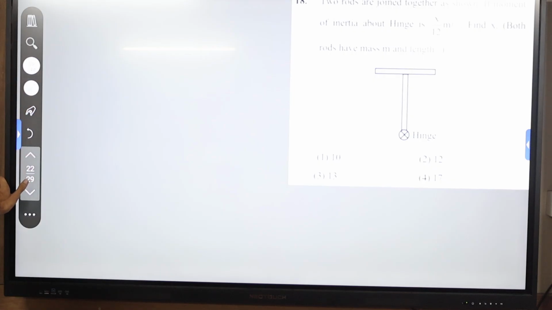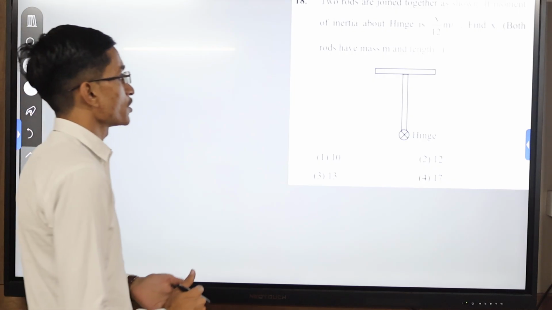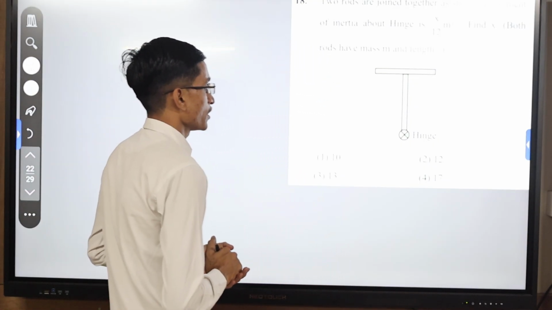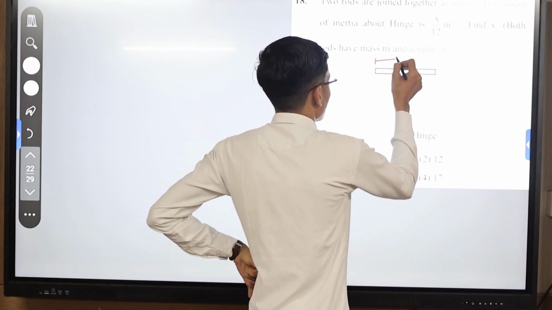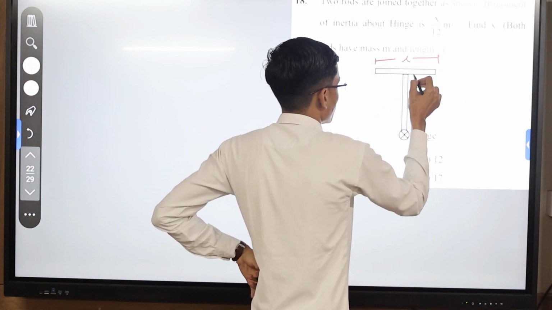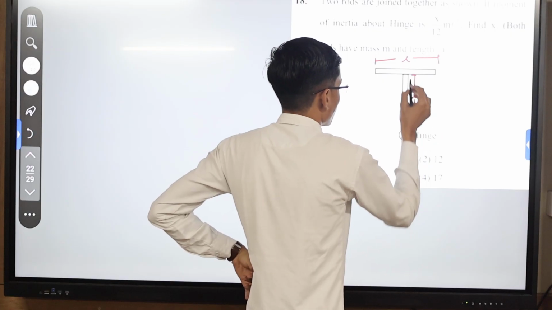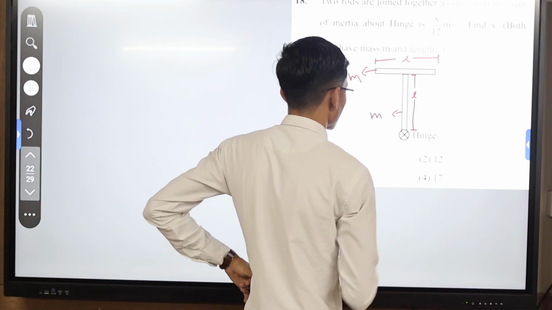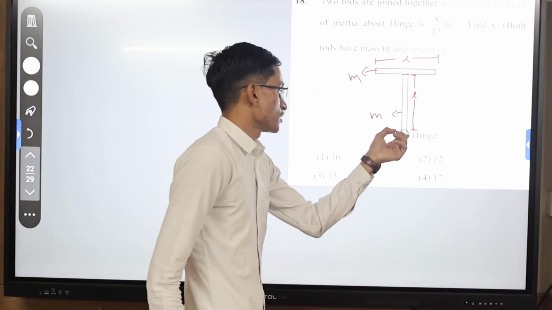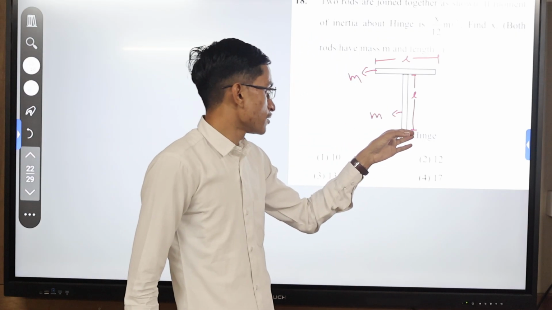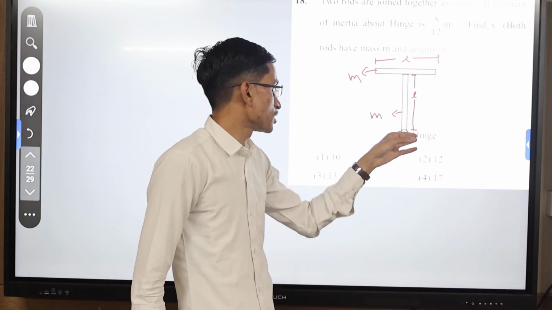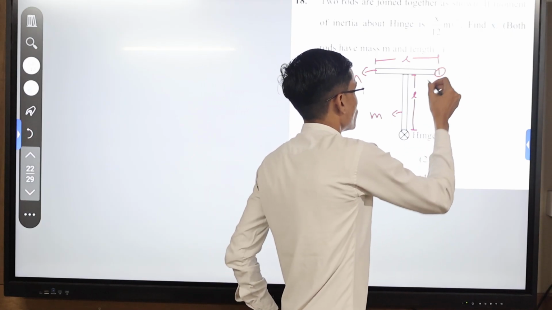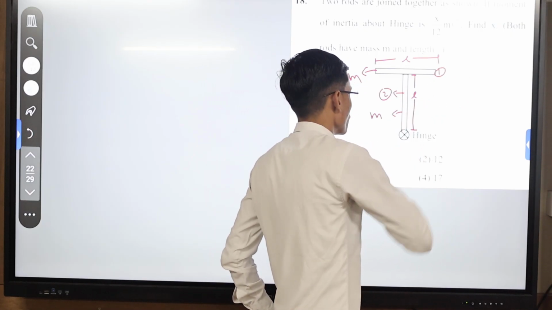Two rods are joined together as shown. If the moment of inertia about the hinge is x by 12 ml square, find x. Both rods have mass m and length l. Okay, very good. This is a rod of length l. This is also a rod of length l. The mass of this rod is m and the mass of this is also m. Here is the hinge point, and we have to find the moment of inertia of these two rod system about this point. So consider that this is rod 1 and this is rod 2.